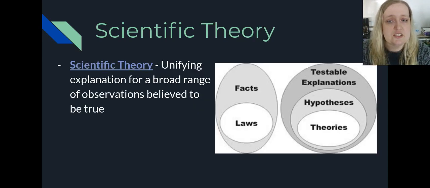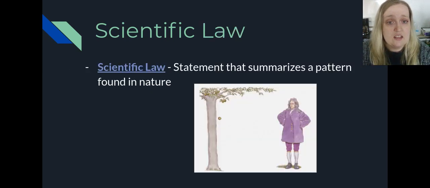Now, a scientific theory, I want to go back to that. This is something that's actually supported over and over. Multiple experiments have been done. They all have the same results, and that's how you get a theory. Something that is supported, it has a testable explanation, and a hypothesis over and over. So that's a theory.